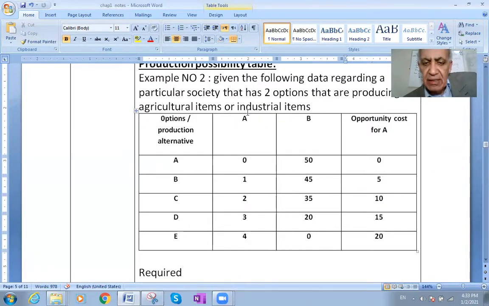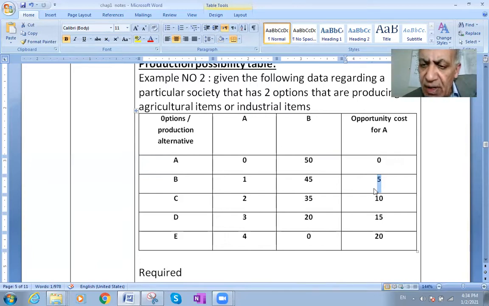Now, this is the A column, and this is the B column, and you're going downward. I'm saying the opportunity cost for A is what you sacrifice of B in favor of producing A. How many units of B do I sacrifice? I sacrifice 5 units. Where did I get these 5 units? It's 50 minus 45, it will give me 5, in favor of producing 1 unit of A.